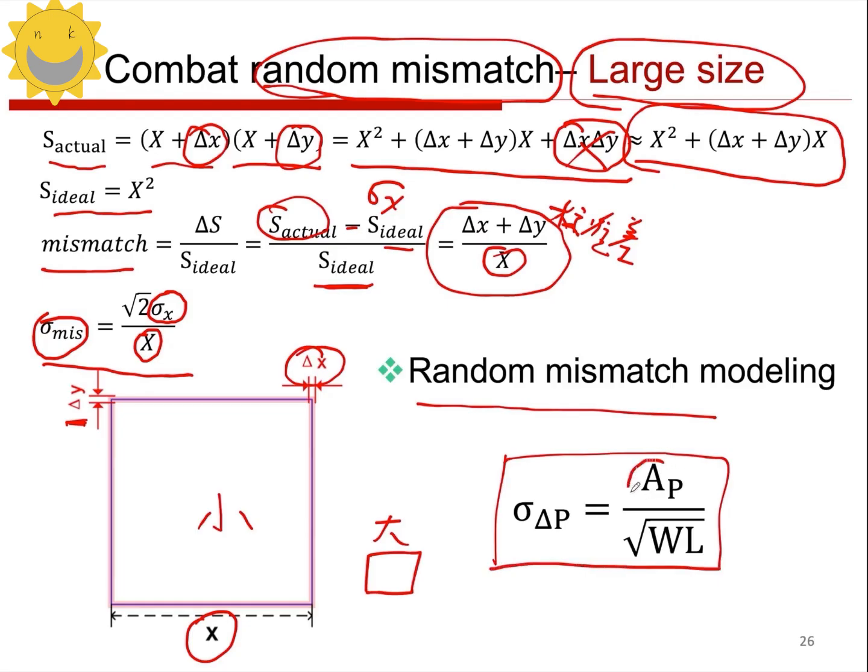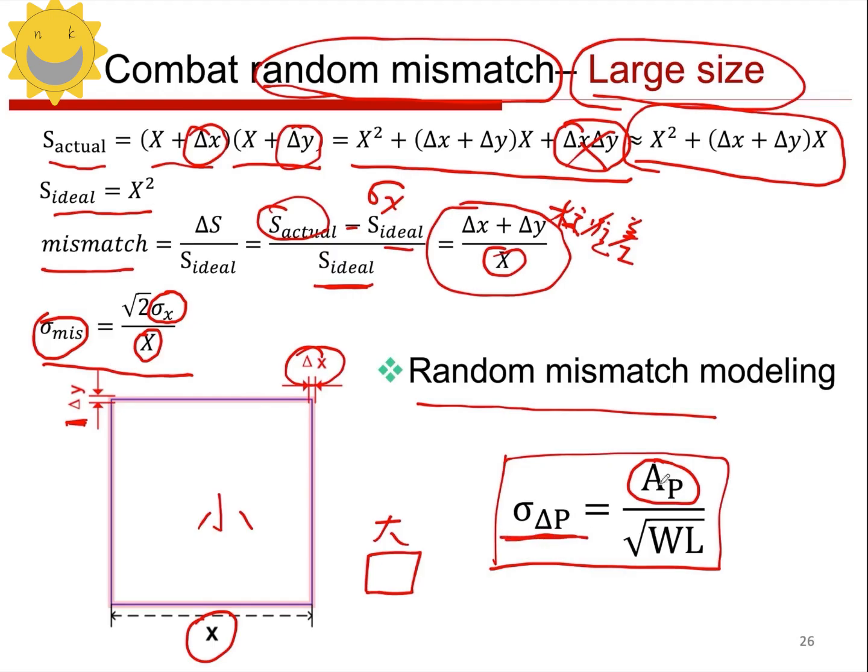AP is a specific parameter, a fixed coefficient determined by the process. Then, when you take the square root of WL, what is it? It's actually the linear dimension of this shape. W multiplied by L gives you its area, and the square root of the area is like its side length, if we consider it as a square. After this division, the resulting parameter is the standard deviation of the mismatch.